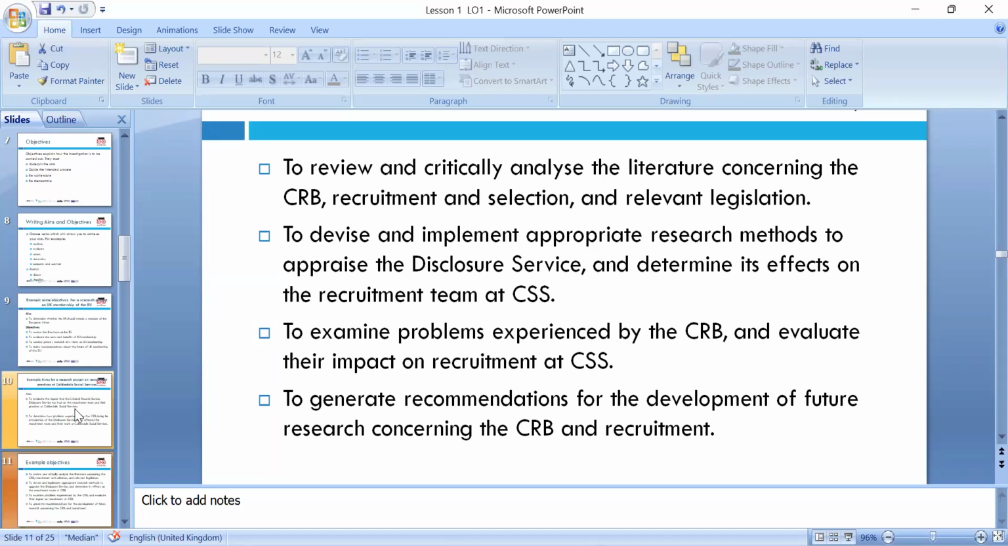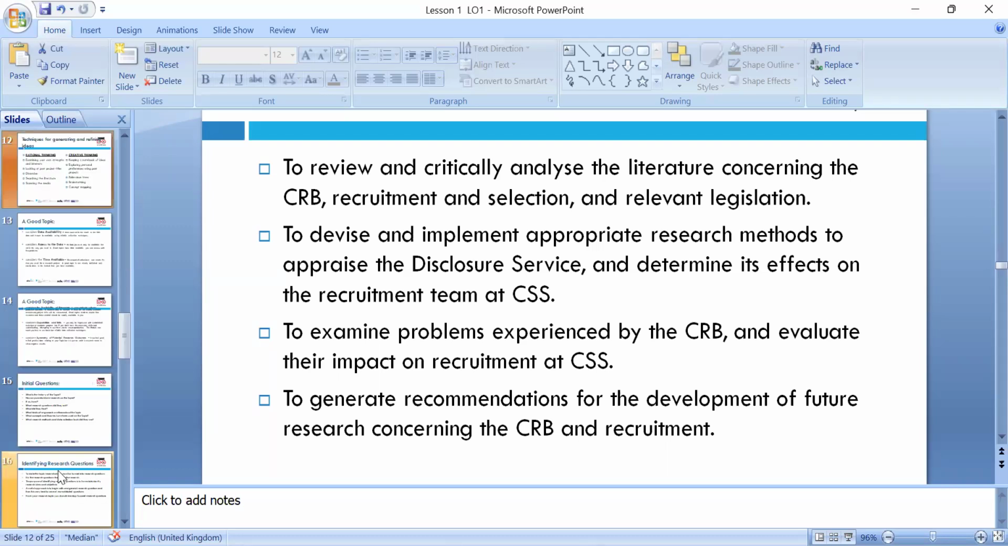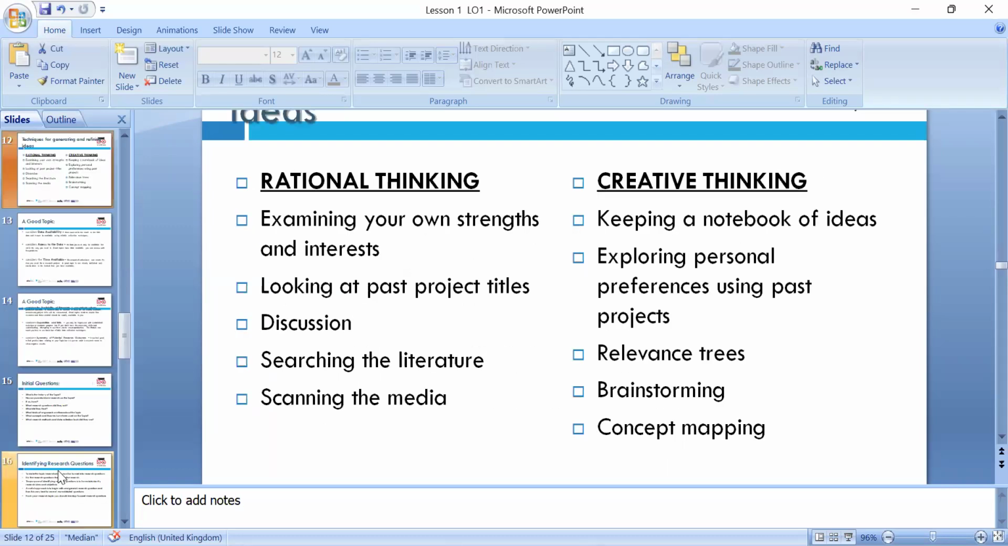So for any research you will do, we can pick any topic, and we'll look at a few topics in the next lesson as well. Those you can use for your assignment. Okay, when we do the research, we have two types of thinking. One is called rational thinking, one is creative thinking. Examine your strengths and interests. So please don't take a topic that's not of interest to you.